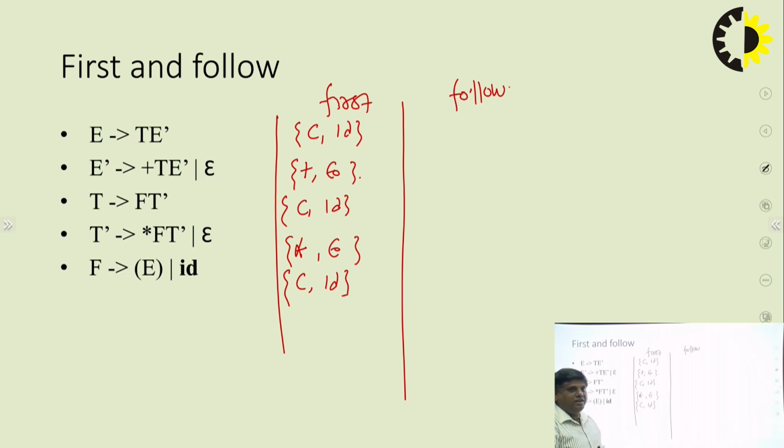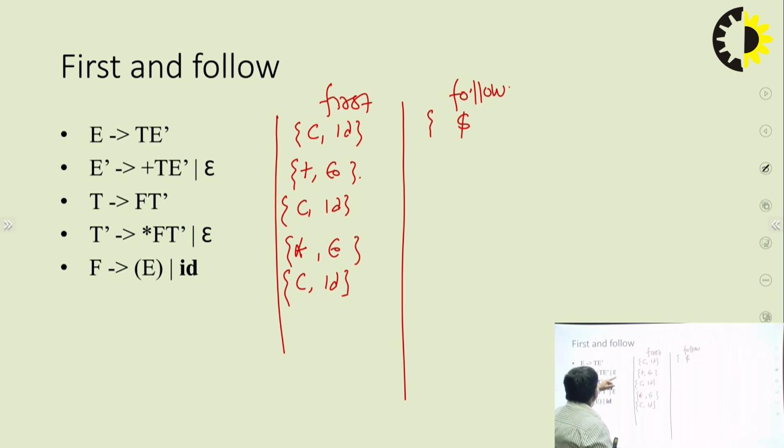Now we will move to the follow of any production rule. When we are computing the follow of any production, then we always start from the start symbol. By default, the follow of the start symbol is dollar. Now when we are computing the follow, we search that non-terminal on the right side of the production. When we compute the first of any non-terminal, we search that non-terminal on the left side of the production. Now we compute the follow of E.